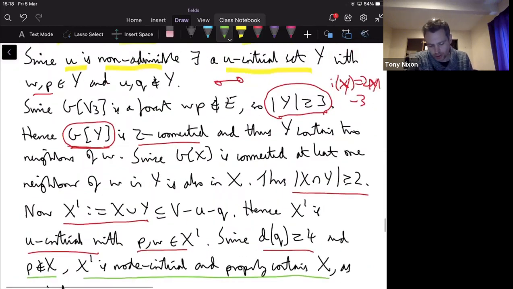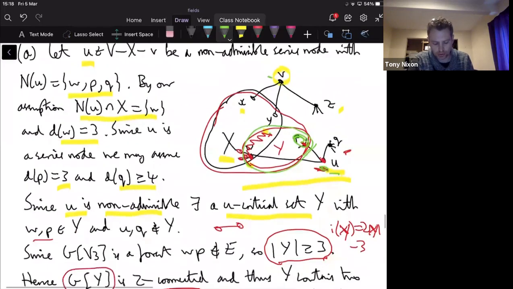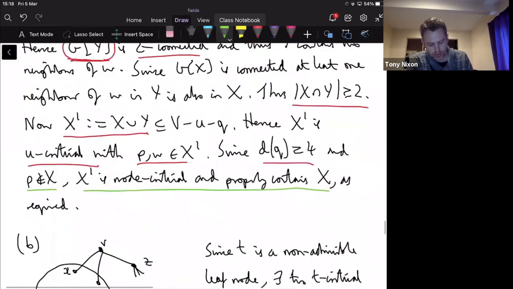That was the easier part of this lemma, but we used the non-admissibility of U to find a critical set here, and we used the properties that we were given in the lemma to show the union of X and Y was a bigger node critical set. It wasn't for the same vertex V, it moved to U, but that wasn't part of the statement, so that was okay. Okay, so let's look at part B.